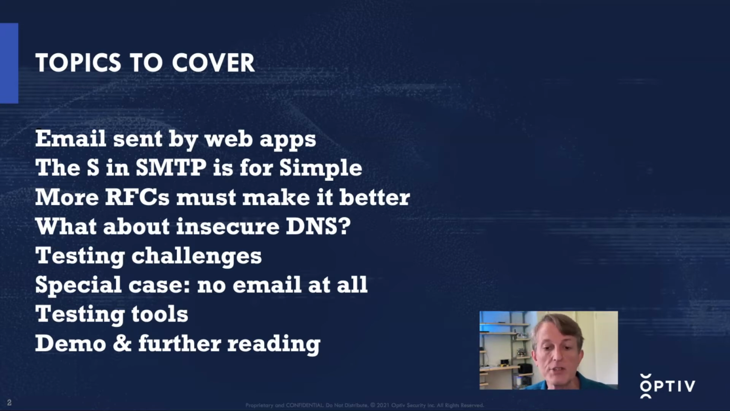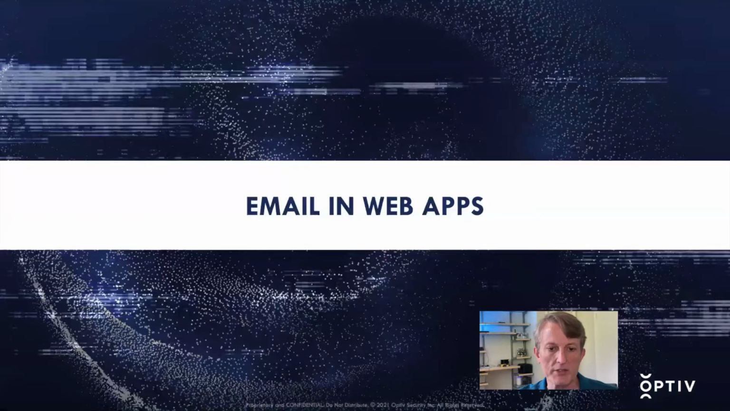If you're an application tester, either a consultant or a QA person testing an application, what are the challenges in testing this functionality? And there's actually a special case I'm going to cover of apps that don't send email at all. There's actually some email related configuration items that even a domain that does not send email should have in its DNS. I'll show you some testing tools and I'll give you some further reading to learn more about this.